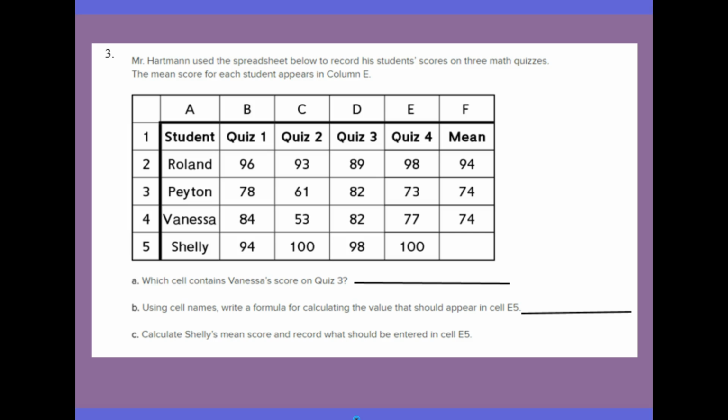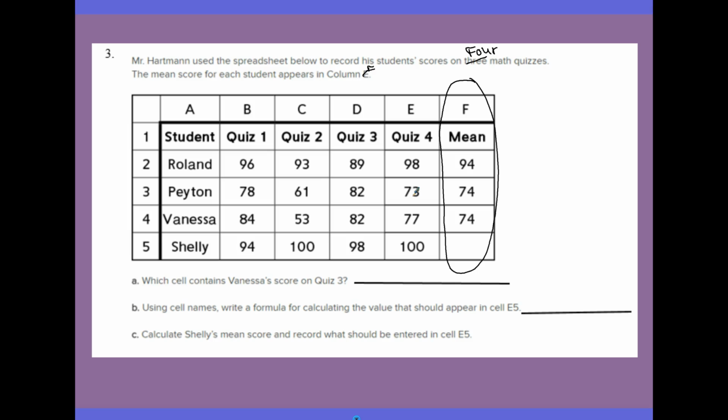For this one, we have Mr. Hartman used the spreadsheet below to record his student scores on 3 math quizzes. It's actually on 4 math quizzes. They have that as a typo. The mean score for each student appears in column F. Okay, so the mean scores are in column F. So there's 4 different scores, 1, 2, 3, 4 different quiz scores that are in this spreadsheet.